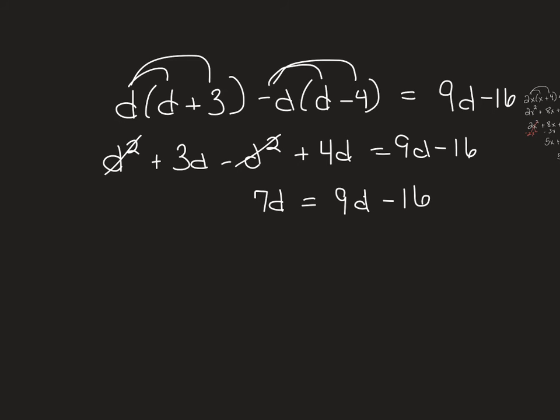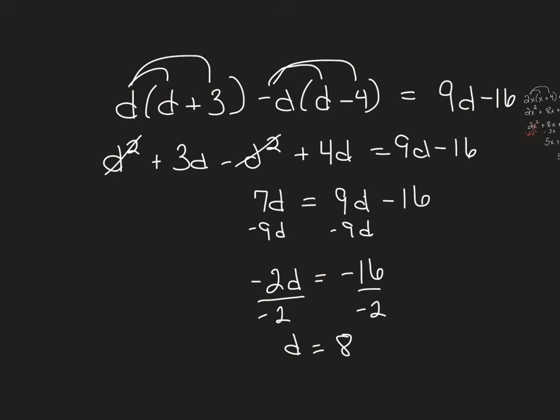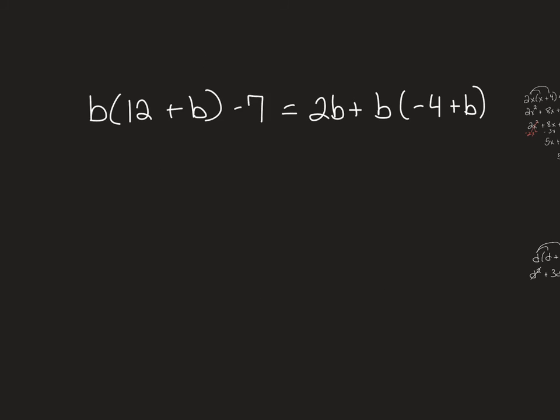If I subtract 9d from both sides, 7d minus 9d is a negative 2d, equals negative 16. Divide both sides by negative 2, and d equals 8.